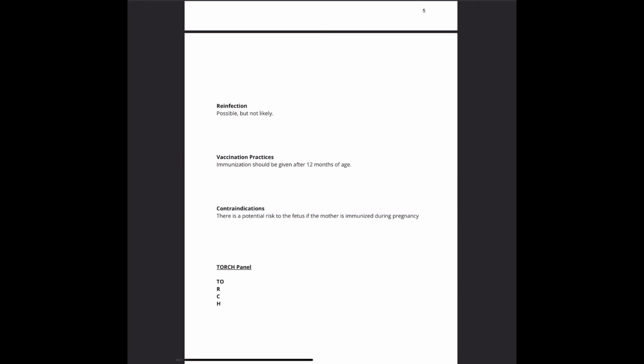Contraindications: there is a potential risk to the fetus if the mother is immunized during pregnancy, and this may cause congenital rubella syndrome. Therefore, pregnancy is a contraindication for vaccination. In addition, women of childbearing age should avoid becoming pregnant for at least 3 months following the vaccination.